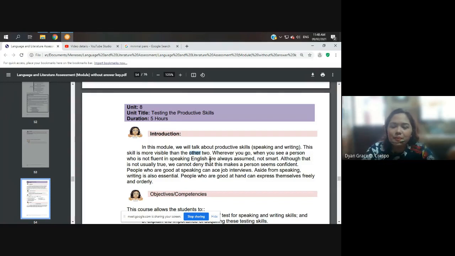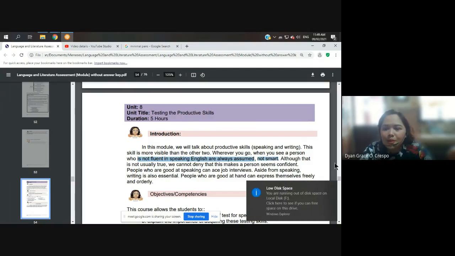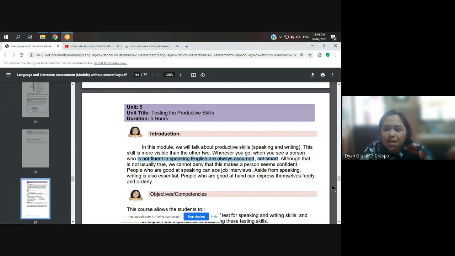Mas mahirap pa yun. Wherever you go, when you see a person who is not fluent in speaking English, you always assume that he's not smart. Actually, that's not true. But that is what we believe in. When we were young, we were always told, speak in English properly, di ka bobo. But actually, that doesn't guarantee that you are really smart. But some people, they could hide their brains if they speak good. Kasi nga iniisip natin marami siyang alam na words. Although that is not usually true, we cannot deny that this person seems confident.